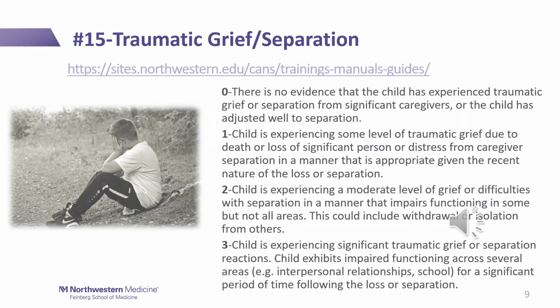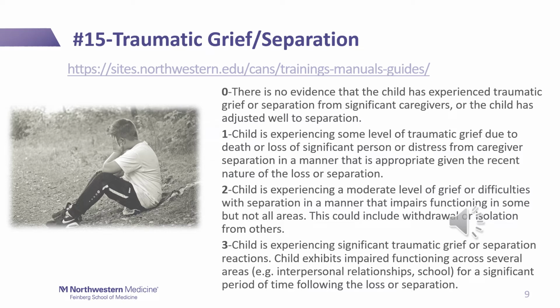Looking at the item levels for 15, traumatic grief separation, again, the 1 being the watchful waiting, is a child that has experienced some level of traumatic grief due to death or loss of significant person or distress from caregiver separation in a manner that is appropriate given the recent nature of the loss or separation. 2, moving into that actionable item, is a child experiencing a moderate level of grief or difficulty with separation in a manner that impairs functioning in some but not all areas. This could include withdrawal or isolation from others.